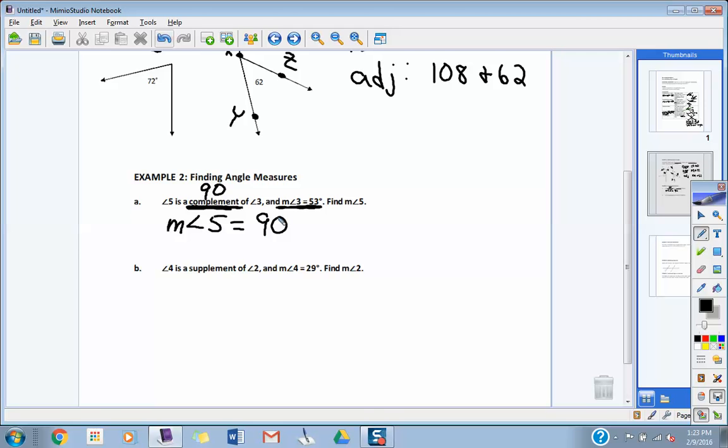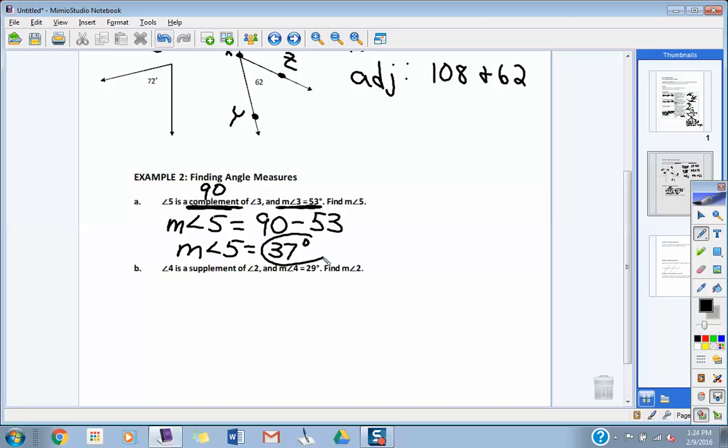What is the known angle measure there in example A? What is the known measure value in example A? So we're going to take 90 and subtract how much? 53. So that makes the measure of angle 5 here how many degrees? You bet, 37 degrees. Okay, measure of angle 5 is 37 degrees.